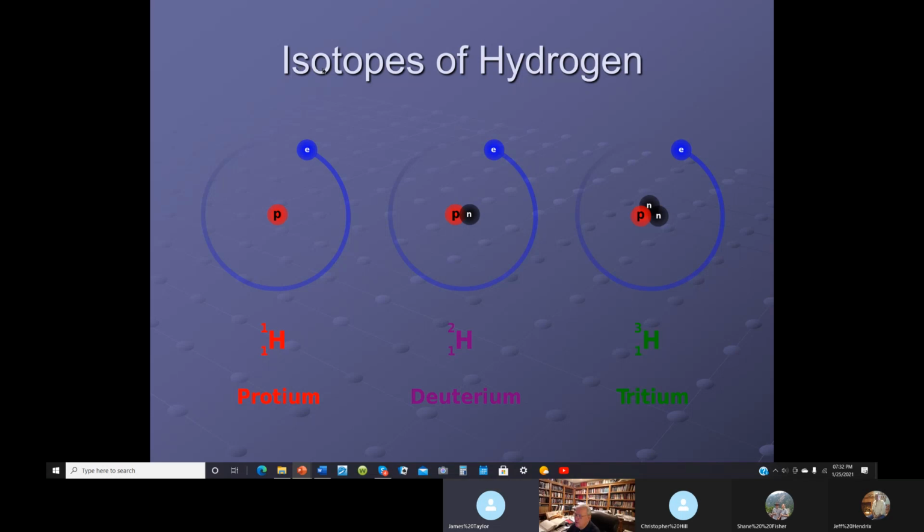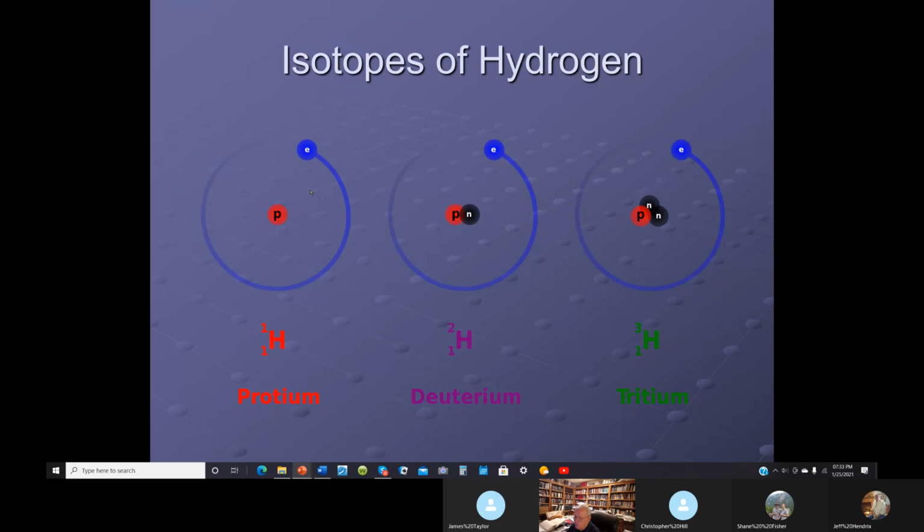So what we have here is an isotope of hydrogen. It's depicting what an isotope is. To make it the element hydrogen, it has to have one proton in the nucleus. Now, if the atom is not excited in some way, ionized, it'll have one electron. But we don't really worry about the electrons. We're looking at the protons, that's what determines the element.